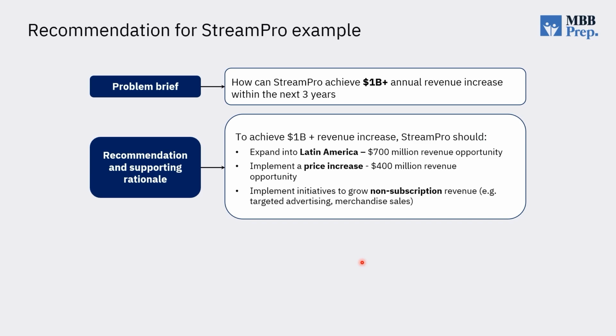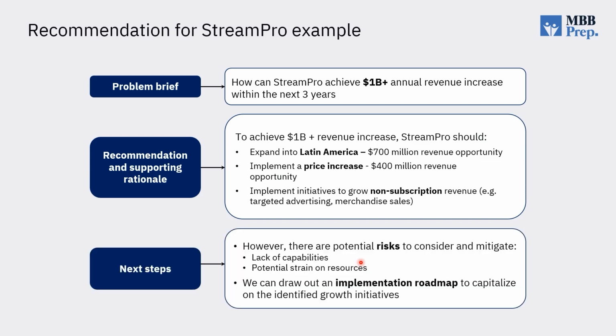Now, notice how I started with the big picture, the overarching recommendation, $1 billion revenue increase target, right? And then I provided the supporting arguments in terms of how the client can achieve the $1 billion revenue increase. This is an example of the pyramid principle where your main argument is supported by multiple underlying sub-arguments.